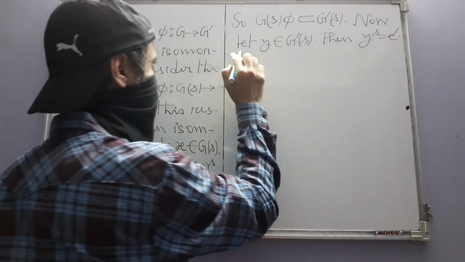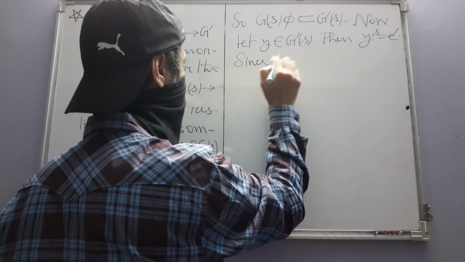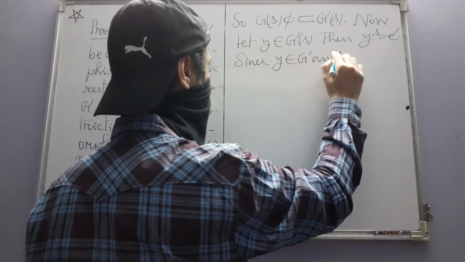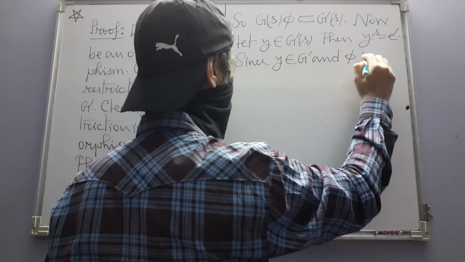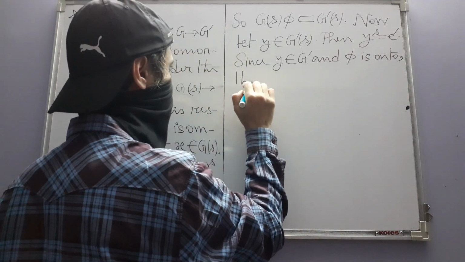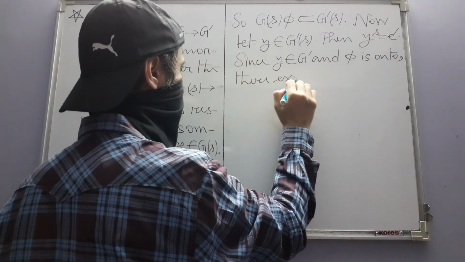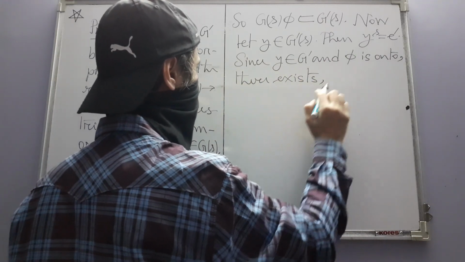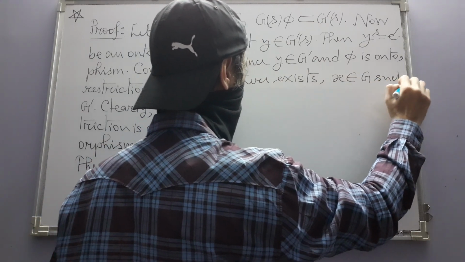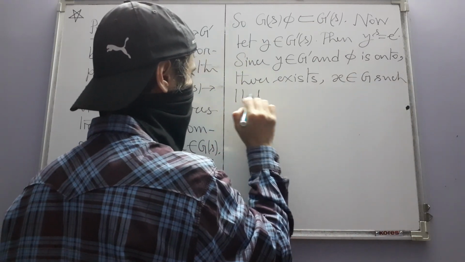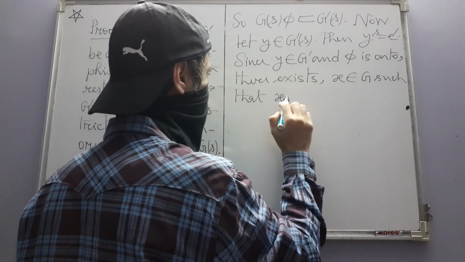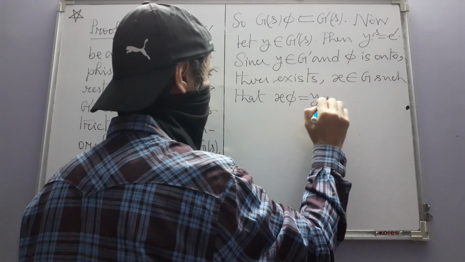And our original phi is onto. Since y belongs to G prime and phi is onto, there exists x belonging to G such that x phi is equal to y.